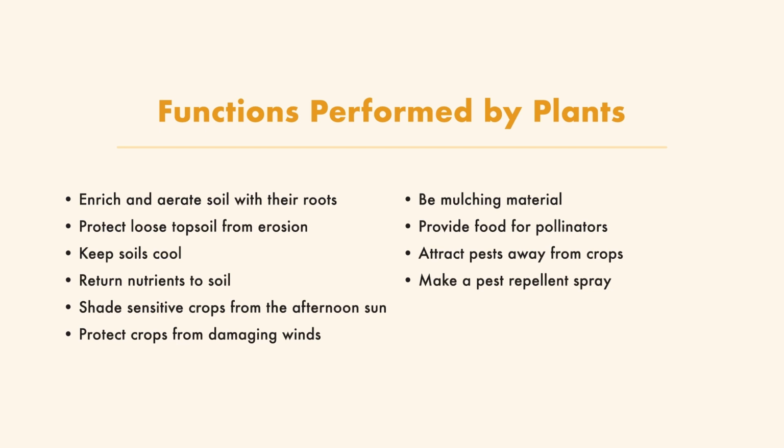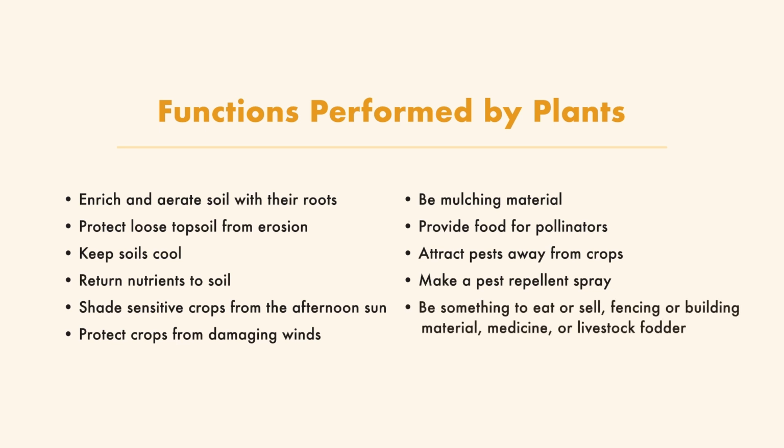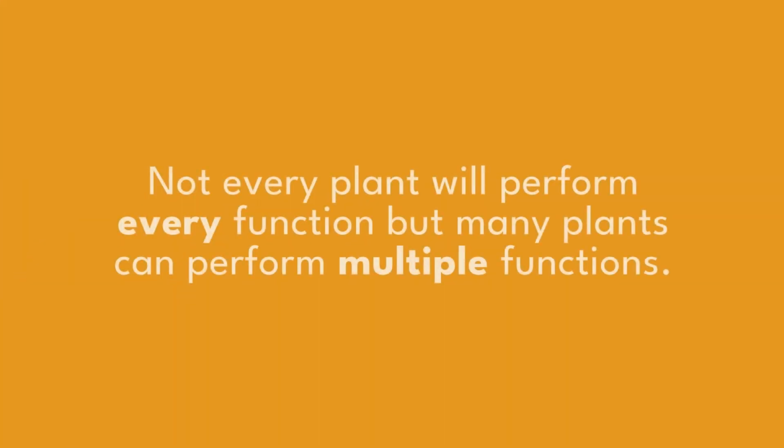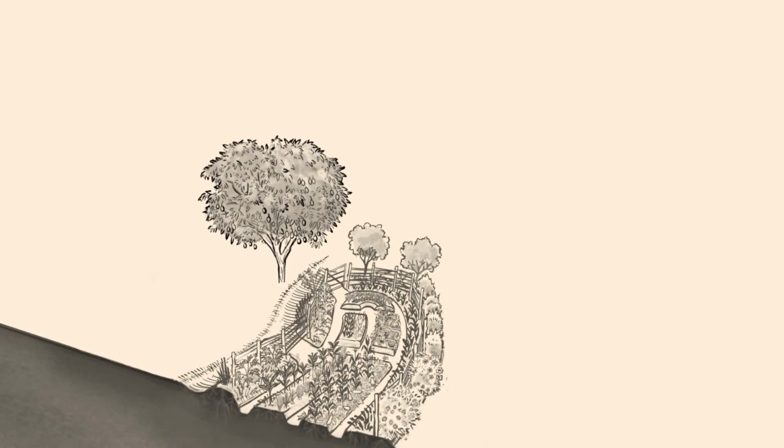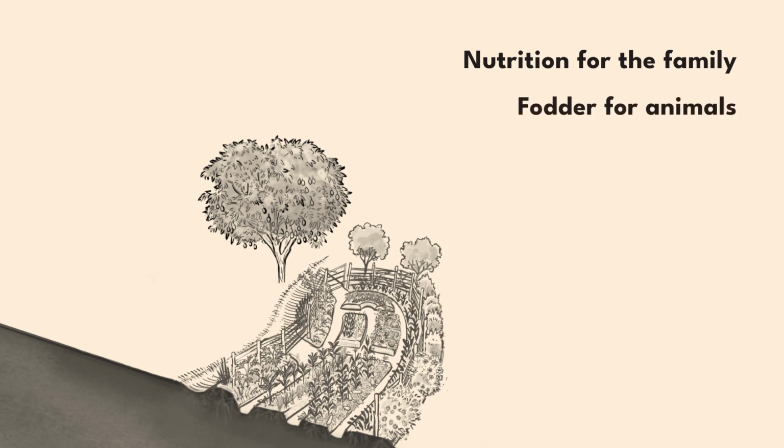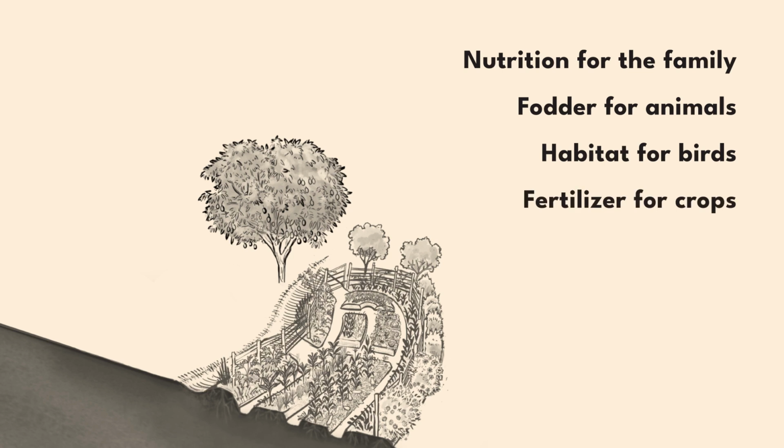Plants can also help us directly by providing us with something to eat or sell, fencing and building material, medicine, and livestock fodder. You may have thought of even more functions. Not every plant will perform every function, but many plants can perform multiple functions. For example, moringa trees can perform many functions. They can be a rich form of nutrition for the family, especially young children, a fodder for chickens and other livestock, habitat for birds, and a ready source of fertilizer if its leaves are cut and incorporated into the soil.